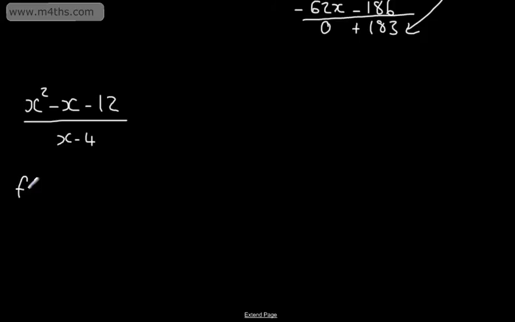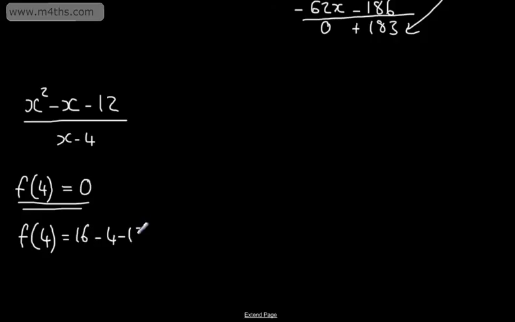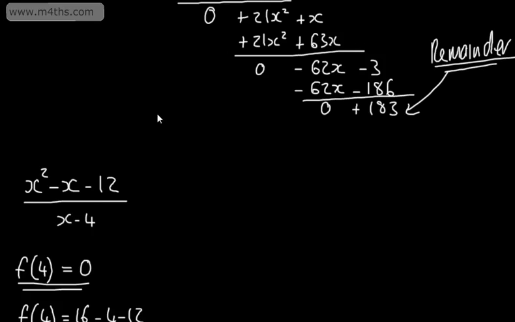Therefore, if I did f of 4, where f of x was x squared minus x minus 12, we would expect this to be 0. All I would do is simply put 4 through here and it would give us 0. So if I did that, f of 4 is going to be 16 minus 4 minus 12, which of course is 0. So we could say now that x minus 4 is a factor.